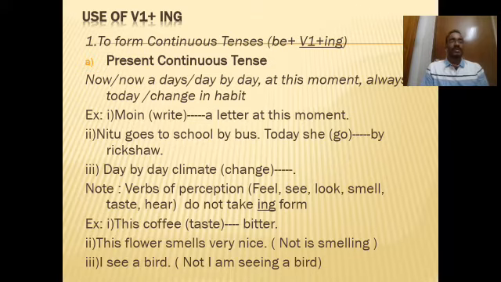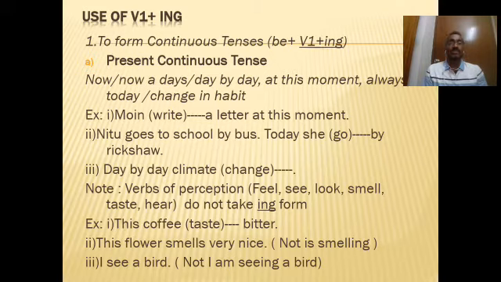Now we are discussing verb 1 plus ing. When should we use verb 1 plus ing? The first rule is to form continuous tenses. In grammar, we have 3 continuous tenses: present continuous tense, past continuous tense, and future continuous tense. So when do we use present continuous tense?